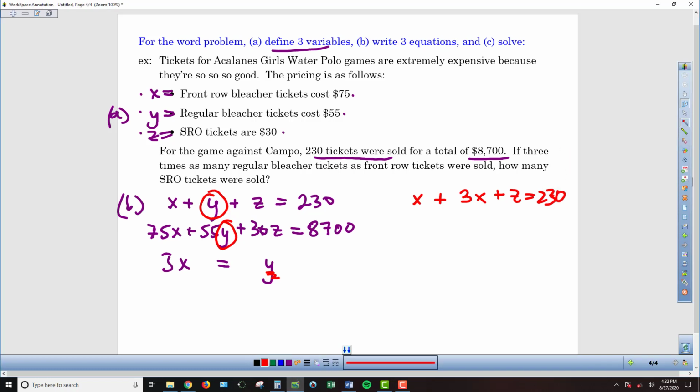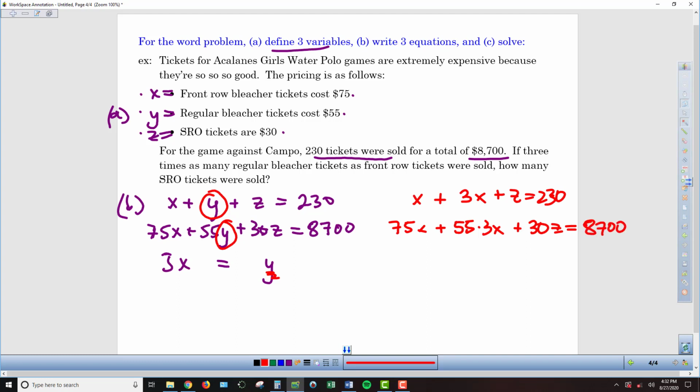As you can see, even though we have x plus 3x, I only have two variables: x and z. And then if I do the same thing on the next one, I'm going to have 75x plus 55 times, instead of y, I'm going to put 3x, plus 30z equals 8,700.